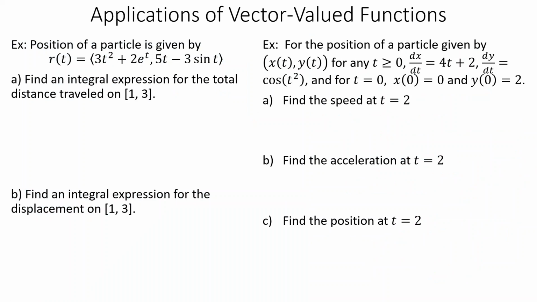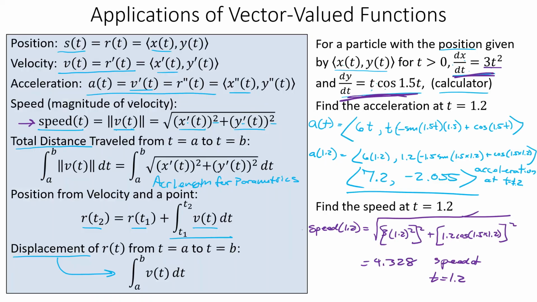All right, so just one more slide here, and that's it. The position of the particle is given by r of t equals 3t squared plus 2e to the t, and 5t minus 3 sine t. Find an integral expression for the total distance traveled from 1 to 3. So total distance traveled, if we go back and look, it's this one right here, from a to b. It's the integral of the speed. So we're going to have the square roots in there.